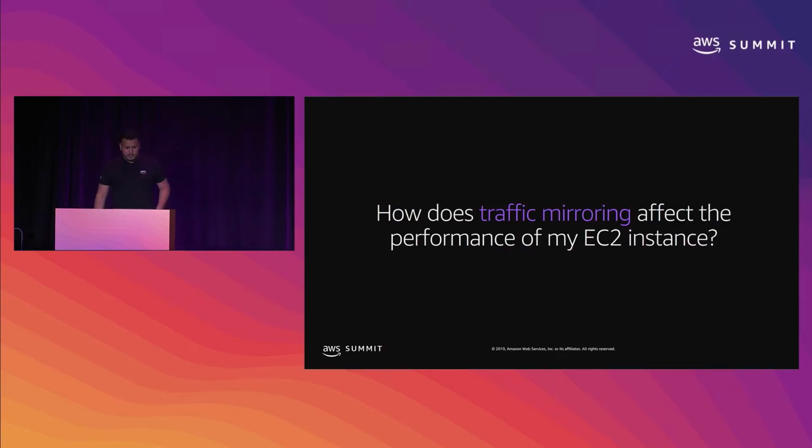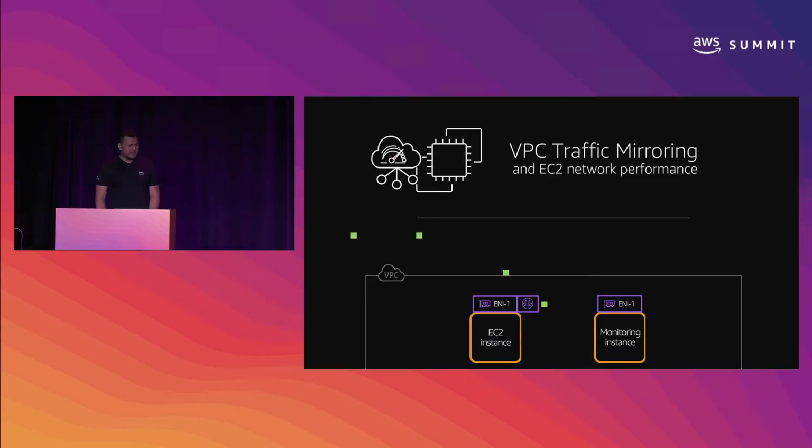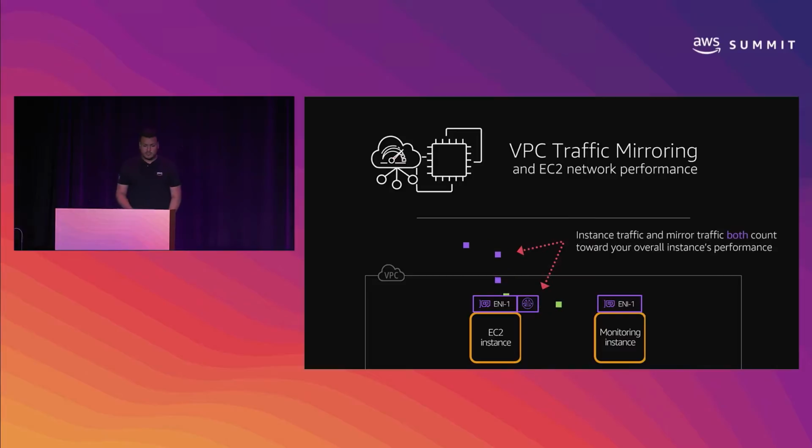Great. So how does traffic mirroring affect the performance of my EC2 instance? There's something to keep in mind here, and let's dive into an example of what that looks like. We have network traffic flowing in through an instance, and it's being mirrored to the other instance.